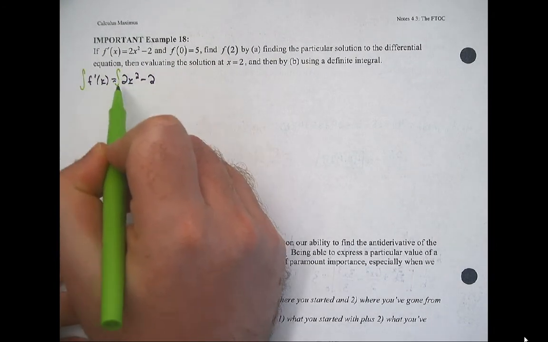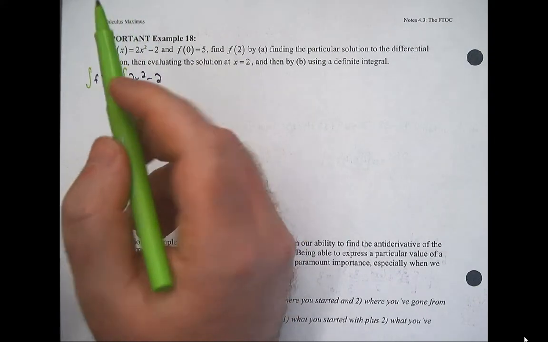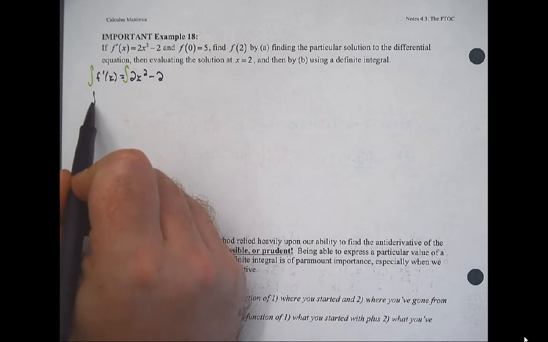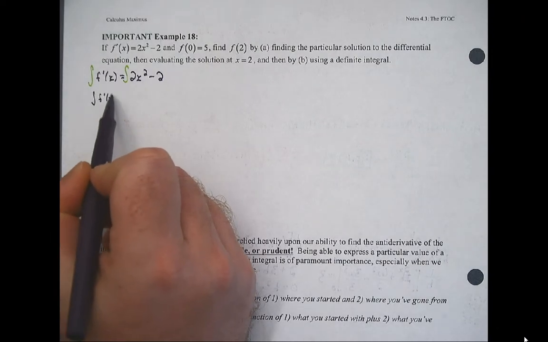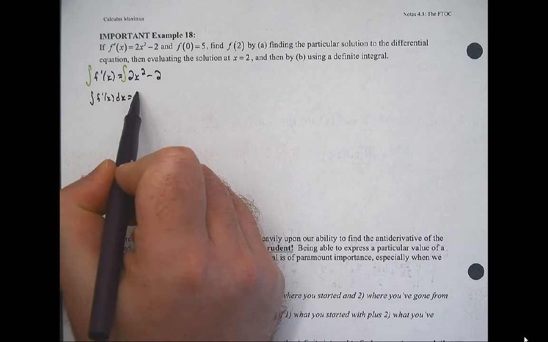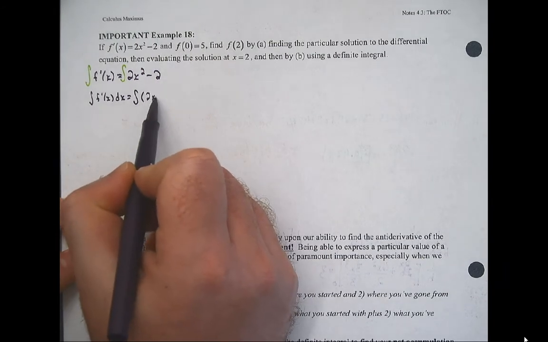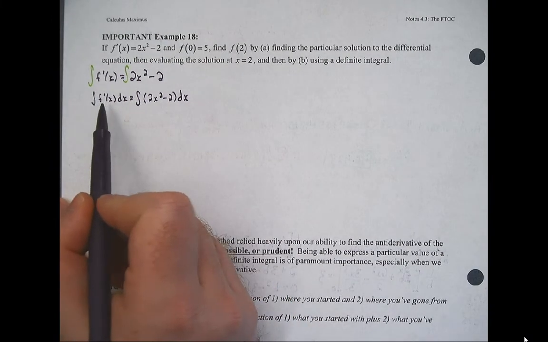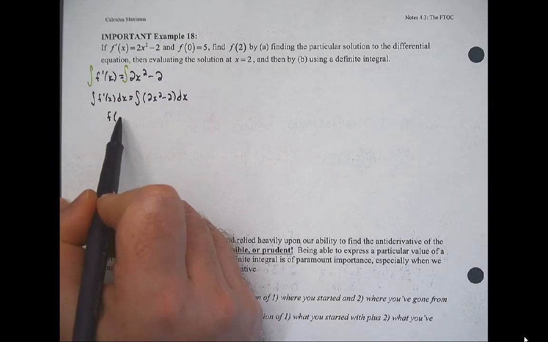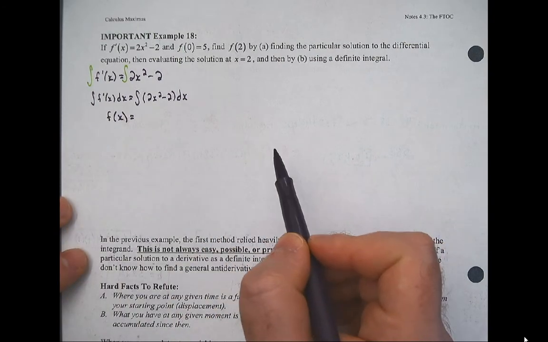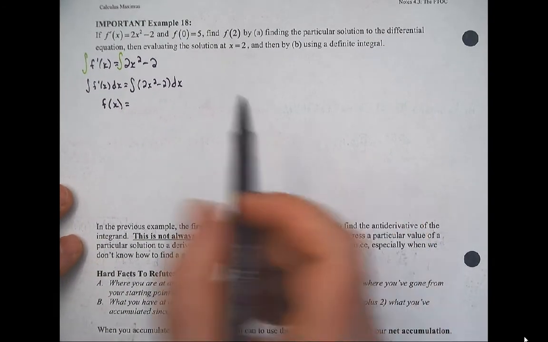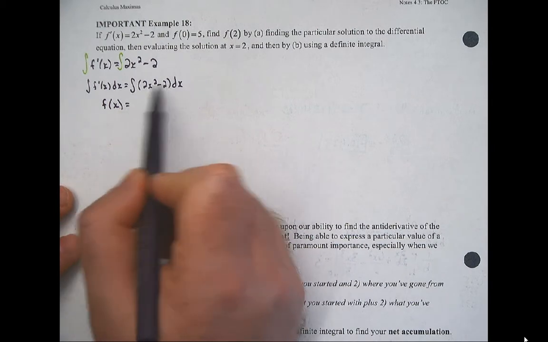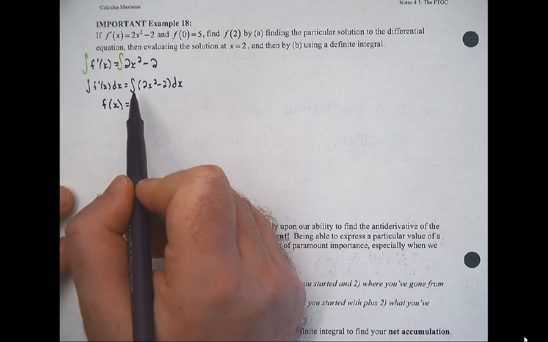Now you got to be picky here. You can't just randomly throw integrations in there. So we should get a little bit more technical. So this would be the integral of f prime of x dx equals the integral of the quantity 2x squared minus 2 dx. So the integral of f prime is, we're going to call it f of x. Sometimes we call it big F. I know it gets confusing when to use big F and when not to. I get confused too. All right, so then we're going to integrate this, but remember, it's an indefinite integral.